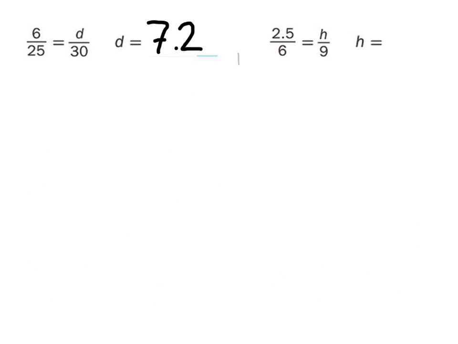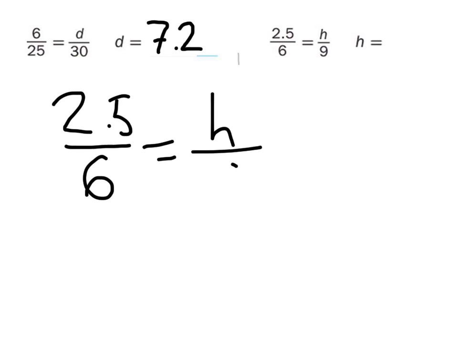I'm going to set this up once again. I need my two fraction lines and my equal sign. I've got a 2.5, a 6, an H, and a 9. So again, we have multiplication, then we divide, and that equals.